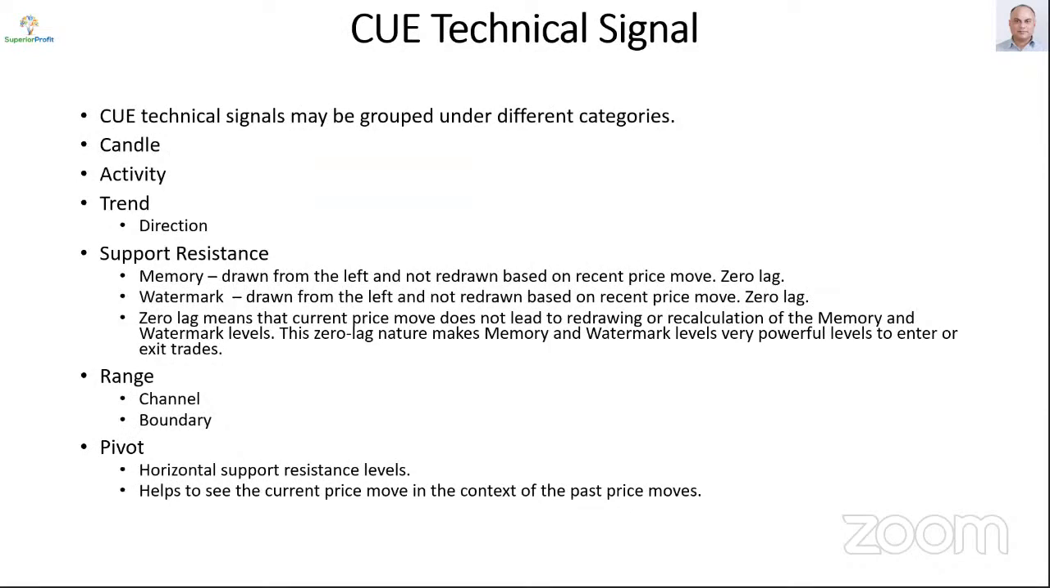Now let's first list all the Q technical signals, part of technical charts. The technical signals may be grouped under different categories. And here I am listing the categories. First is the candle itself. That's a part of technical analysis. Then comes activity or volume. Then trend indicators like Q direction lines.